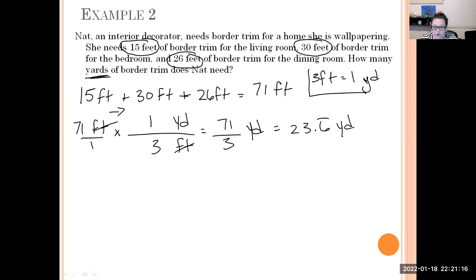Okay, so when you're writing your answer, you don't have to use her name, you can just say she needs or whatever, but I always look at the question, how many yards of border trim does Nat need? And I can take that sentence and flip it around and say, well, Nat needs 24 yards of border trim. And that answers the question. So Nat needs 24 yards of border trim.